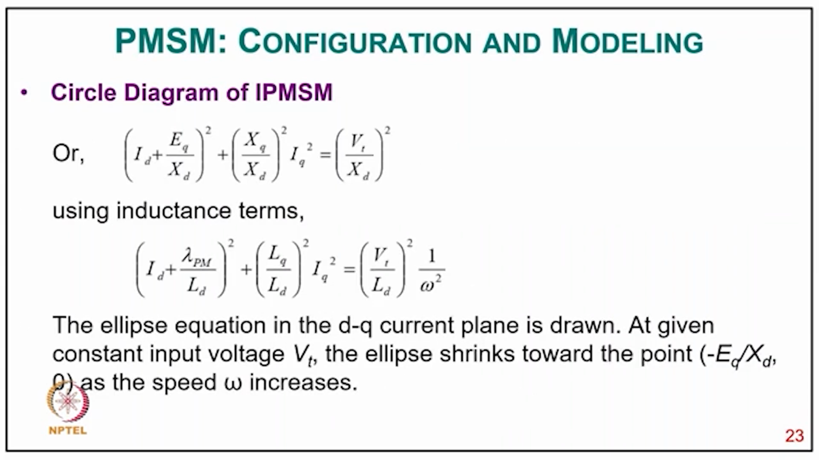Or we can say (ID plus EQ upon XD) square plus (XQ upon XD) square IQ square equals (VT upon XD) square. And using inductance terms, we can say (ID plus lambda PM upon LD) square plus (LQ upon LD) square into IQ square equals (VT upon LD) square into 1 upon omega square. So this is the ellipse equation in the DQ current plane, drawn at a given constant input voltage VT. The ellipse shrinks towards the point (minus EQ upon XD, 0) as the speed omega increases.